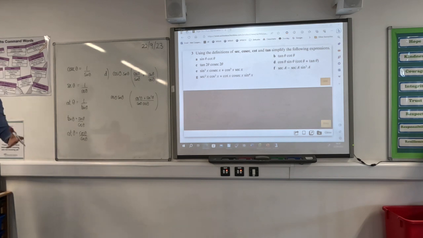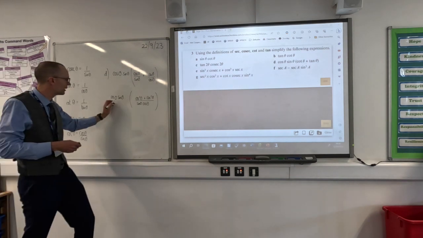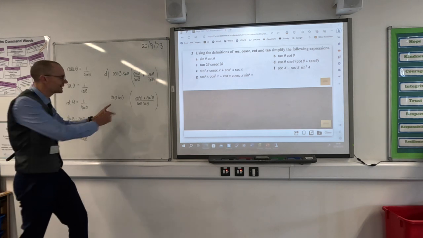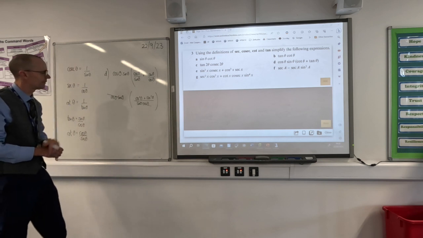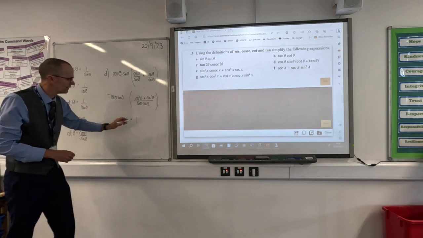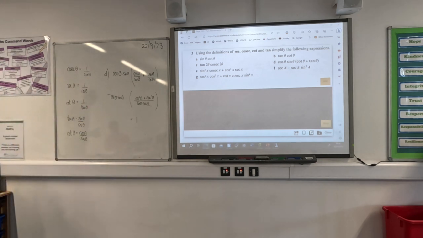Do we feel proof relief washing through us? Well, I don't know. We're multiplying by that and then dividing by that. It's the same thing. And sine squared plus cos squared equals 1. It all ends happily.